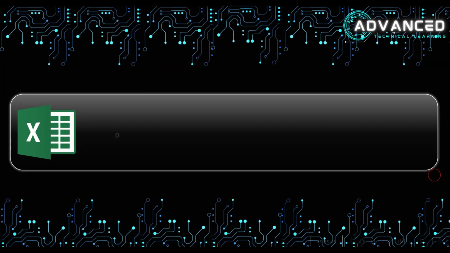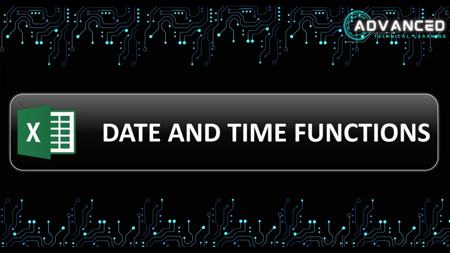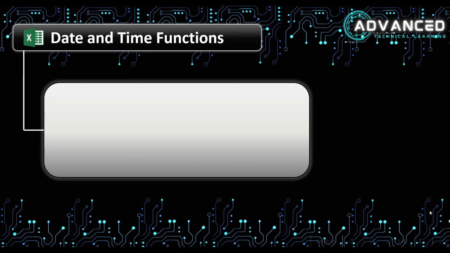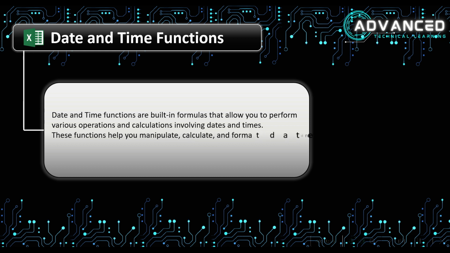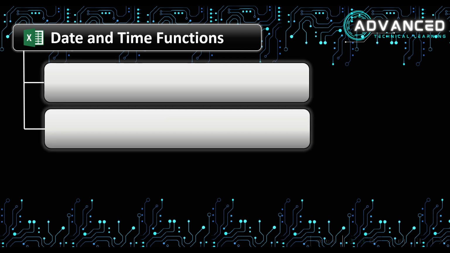In this video, you are going to learn about date and time functions. So what are date and time functions? Date and time functions are inbuilt formulas that allow you to perform various operations and calculations involving dates and times. These functions will help you to manipulate, calculate and format dates and times within your Excel spreadsheet. So let's see some commonly used date and time functions.